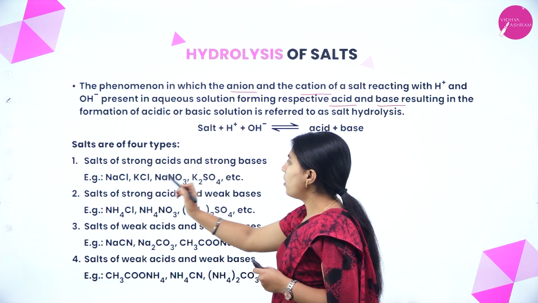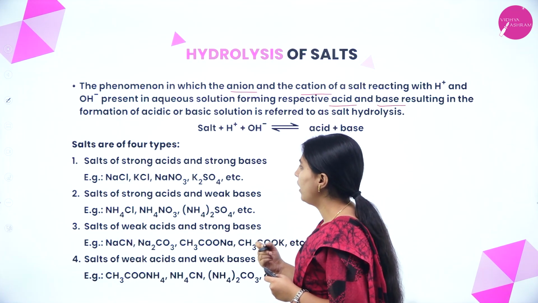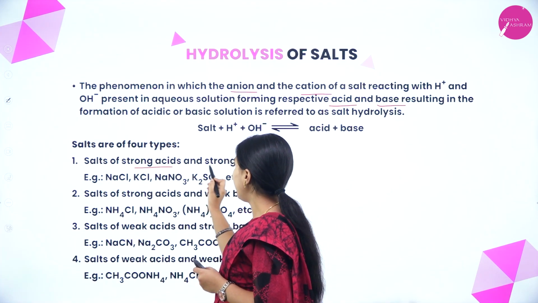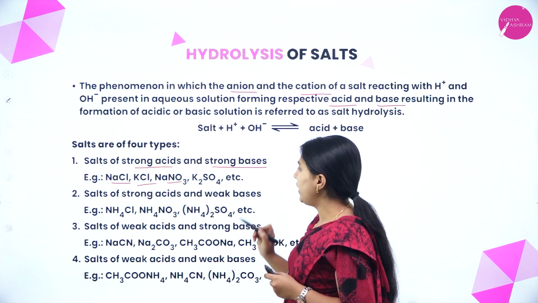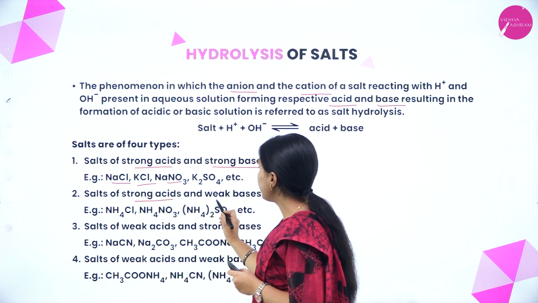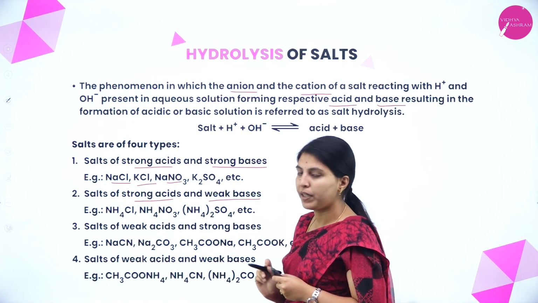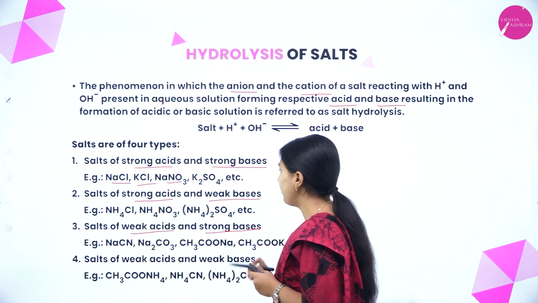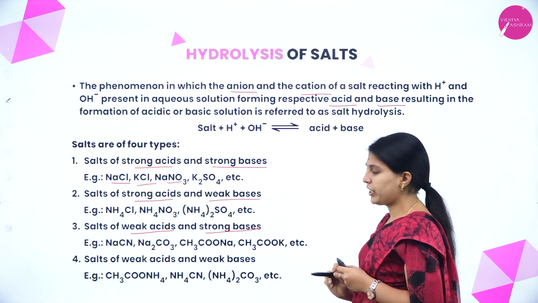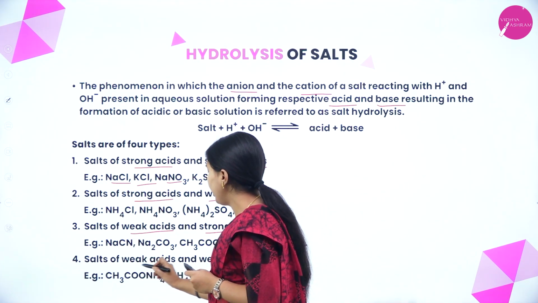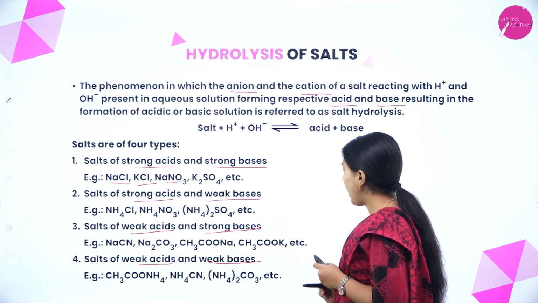Salts are of four types, as we saw in the previous slide, and now with examples. Strong acid and strong base means sodium chloride, potassium chloride, sodium nitrate, potassium sulfate, etc. Salts of strong acids and weak bases means ammonium chloride, ammonium nitrate, ammonium sulfate, etc. Salts of weak acid and strong base means sodium cyanide, sodium carbonate, sodium acetate and potassium acetate, etc. Salts of weak acid and weak base means ammonium acetate, ammonium cyanide, ammonium carbonate, etc.